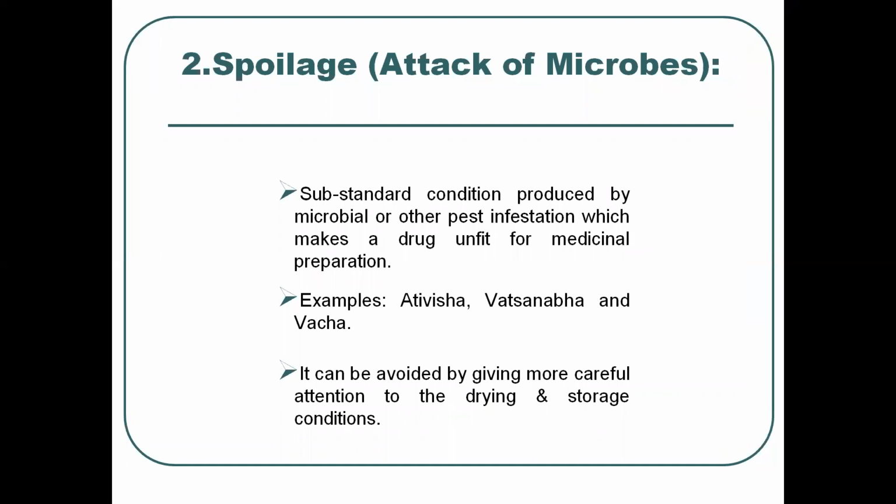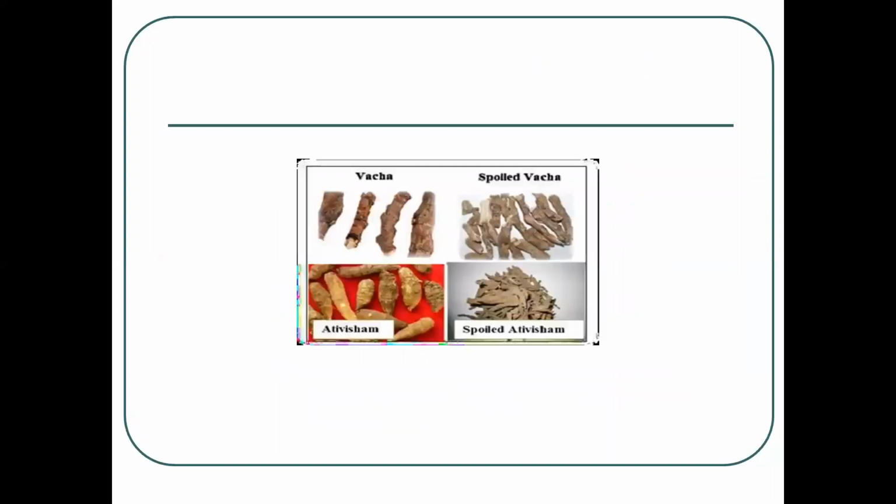Spoilage means this is a type of adulteration in which there is an attack of microbes, microorganisms, because of which your drug gets spoiled. So it is a substandard condition produced by microbial or other pest infestation, which makes a drug unfit for medicinal preparation. You cannot use that drug in medicinal preparation. For example, it is Ativisha, Vatsanabha and Vacha. It can be avoided by giving more careful attention to the drying and storage conditions.